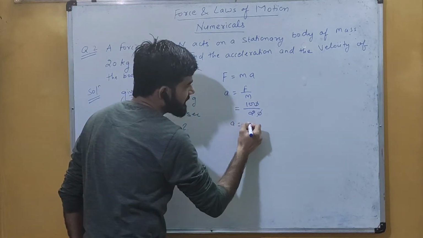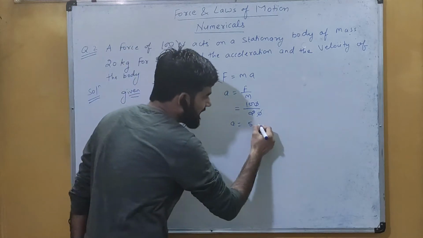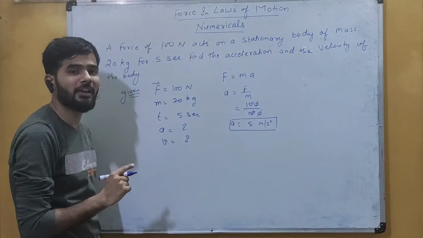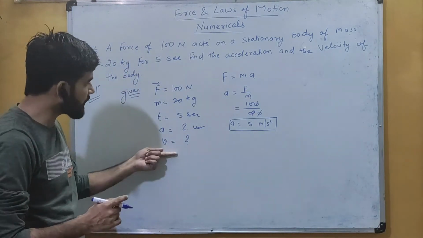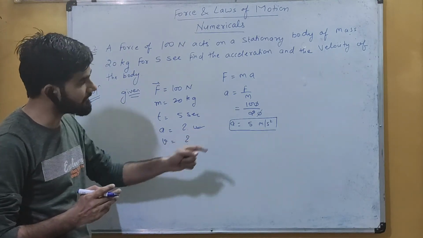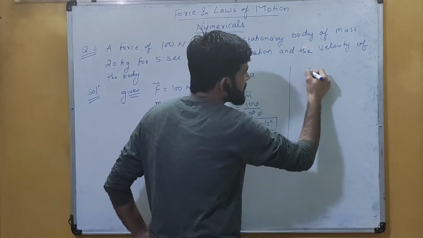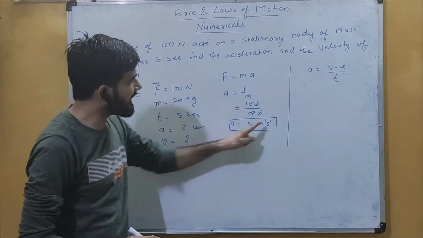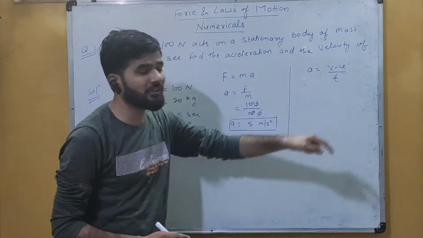And here a is equal to 5. And what about its unit? The unit of acceleration is meter per second square. So we get the value of acceleration is equal to 5 meter per second square. So here one thing we have obtained. Now what about the velocity? How can we get the value of this velocity? We can get it from the value of acceleration, because we have acceleration a is equal to v minus u by t. So here we have acceleration a, we have time t. Now what about v and u?